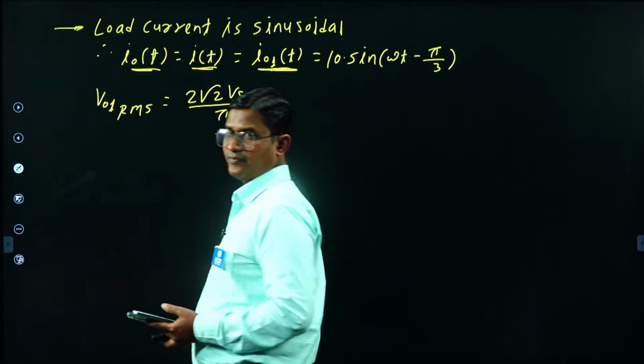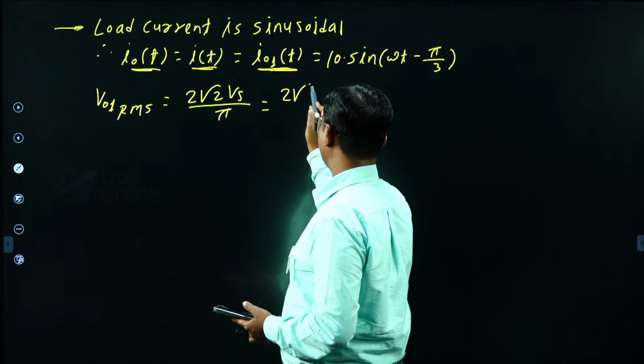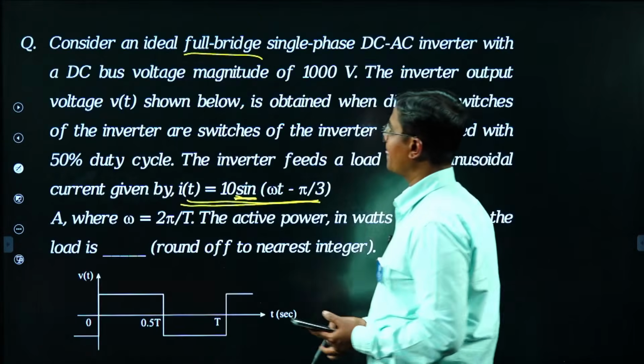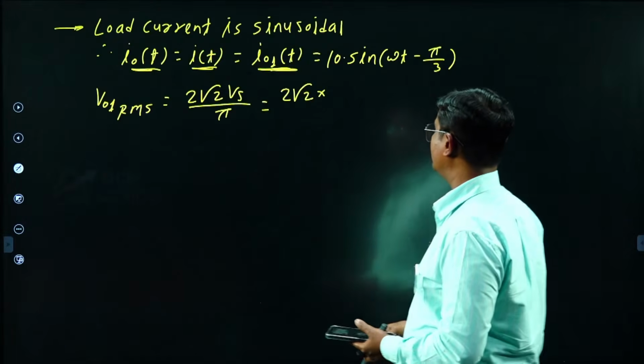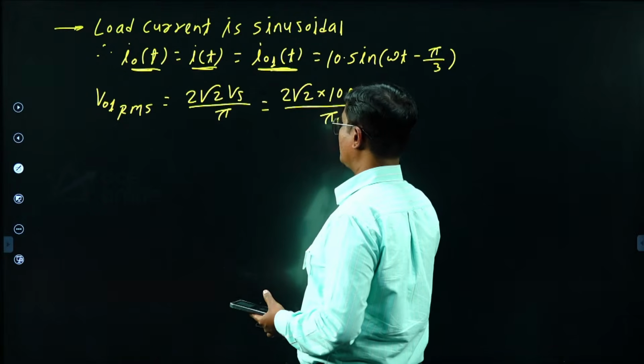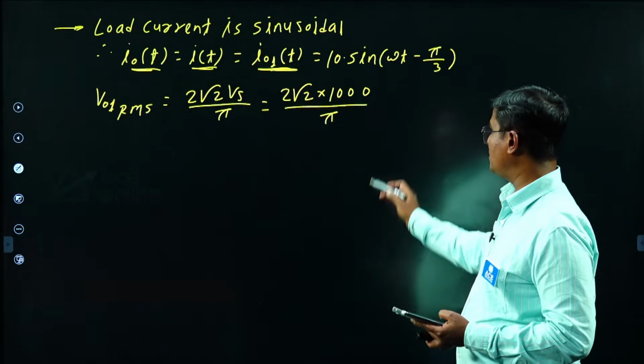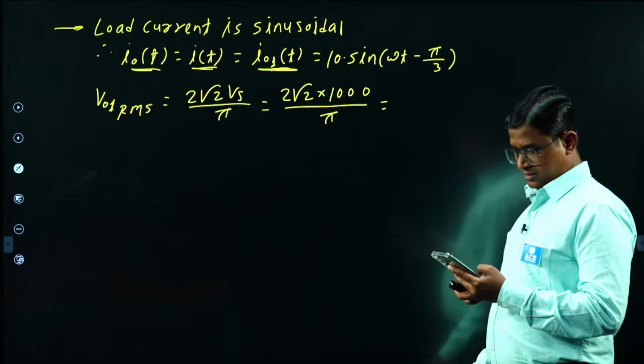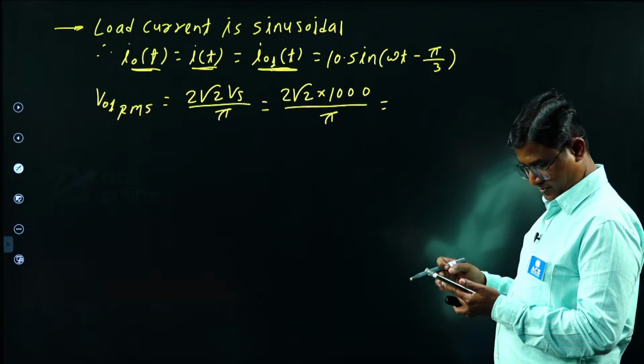This is the fundamental. So it is 2 root 2, supply voltage is 1000, upon pi. This will give you the V01 RMS. Okay, check this value once. Yes.